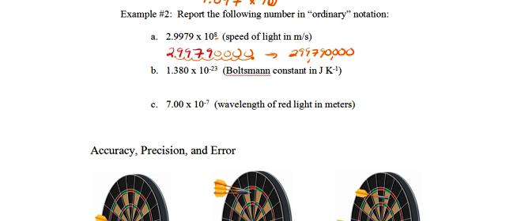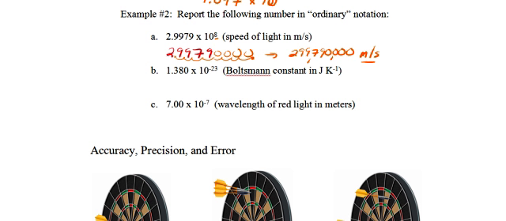So what we have is 299,790,000 meters per second if we were adding our units in there. Right now we're only concerned about the numbers. If we were actually reporting this number in a lab report or as an answer, we would obviously need to have the unit. All right, the next one is what's called the Boltzmann constant in joules per Kelvin, whatever that means. We'll get into that later on in the course.